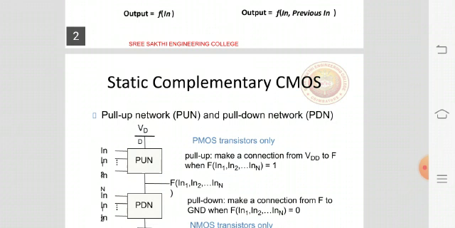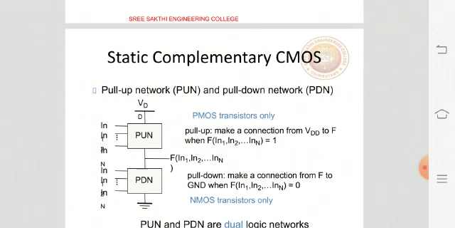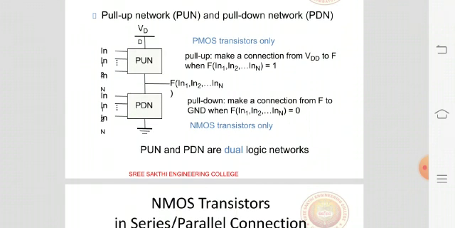So next one is static complementary CMOS. So already we have discussed this. In static complementary CMOS we are having pull down network and pull up network. So in the pull up network we are having PMOS and in the pull down network we are having NMOS. Make the connection from VDD to F for pull up and make the connection from F to ground for pull down. So pull up and pull down networks are dual logic networks.